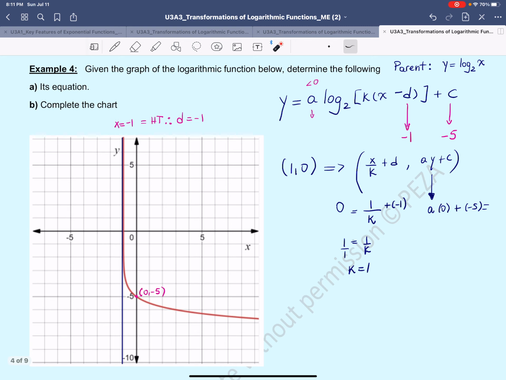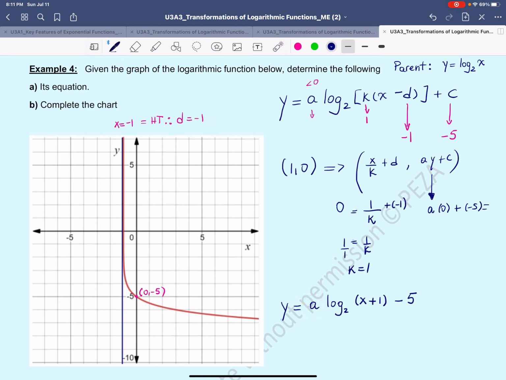So I'm thinking, since I know the coefficients k, which is 1, d and c, then I can rewrite the equation with all the coefficients I already have. So we have a log with base 2, k is 1, so x minus -1, that's x plus 1. And then the vertical translation is 5 down. And I'm going to use another point on the graph, substitute it into the equation, and solve for a.